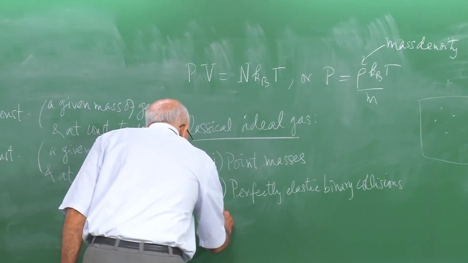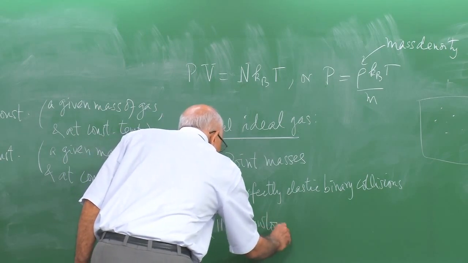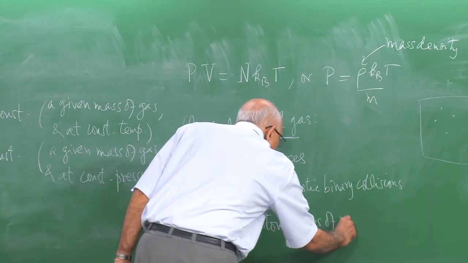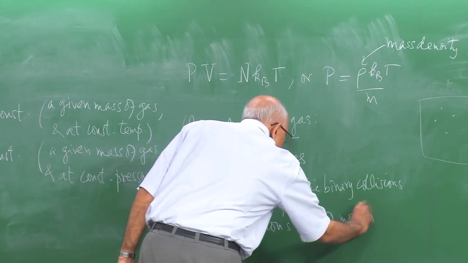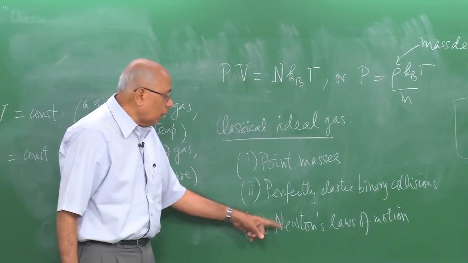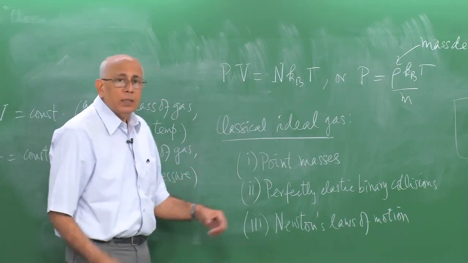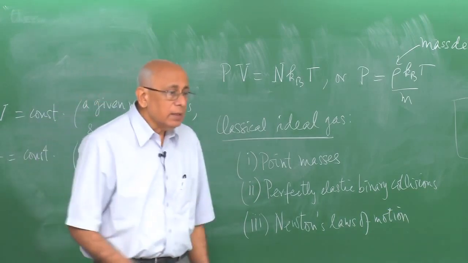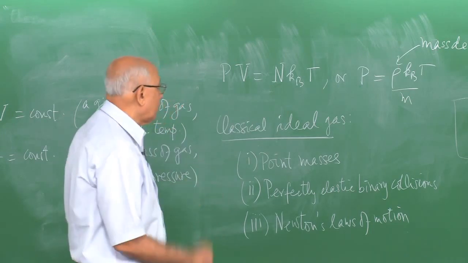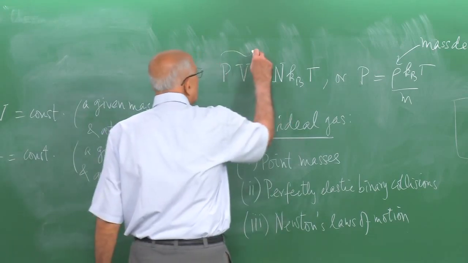And 3, each particle obeys Newton's laws of motion. So, this is classical dynamics at the molecular level, the assumption of point masses and two-at-a-time collisions. These three assumptions today enable us to derive from first principles this equation of state. This is called the ideal gas equation.